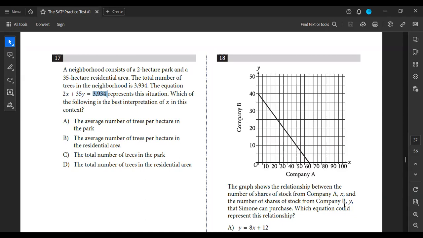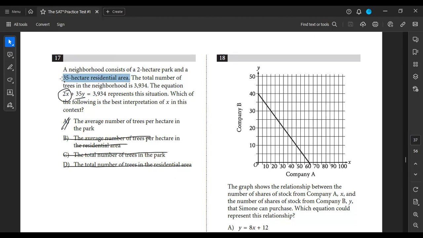Yeah, all right, great. So sorry for that interruption. We had just agreed that the answer was A, and that's because 394 is representing the total number of trees, right? So this is not C. The total number of trees in the residential area is going to be, we're going to look at this part in the residential area. So it's going to be 35 by something, in this case 35y. And then I can actually cross out the residential area answers as well, leaving us with A.